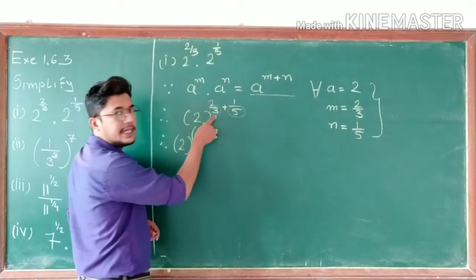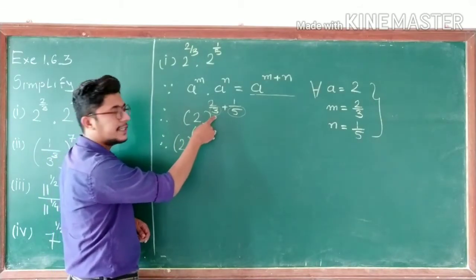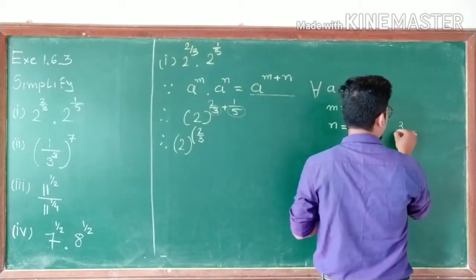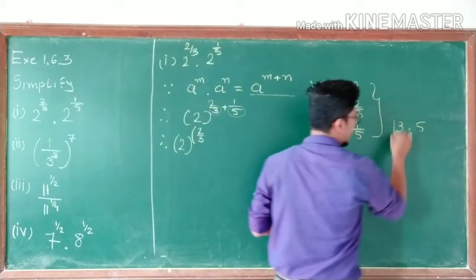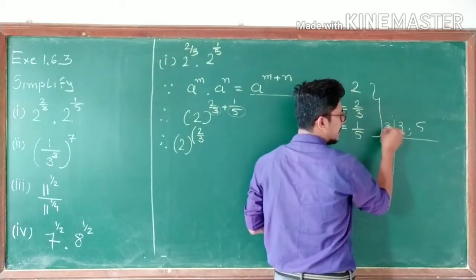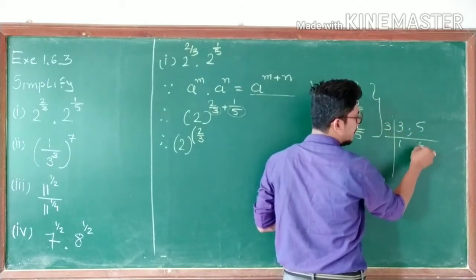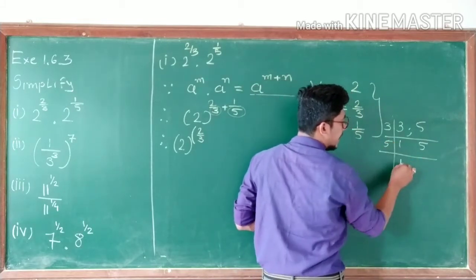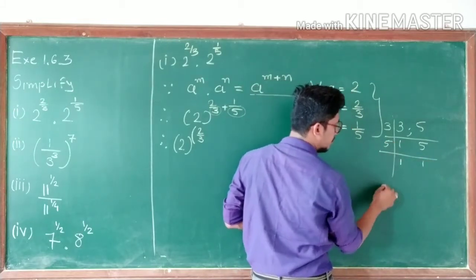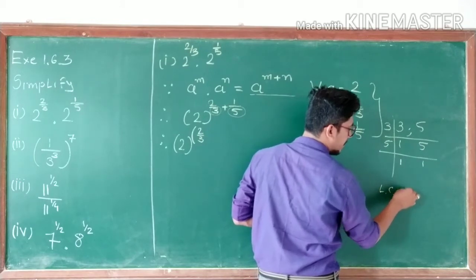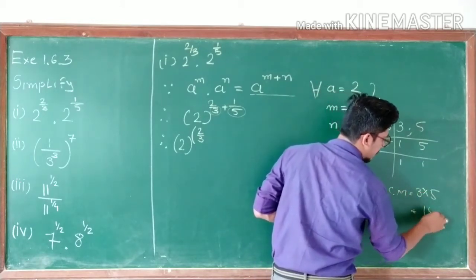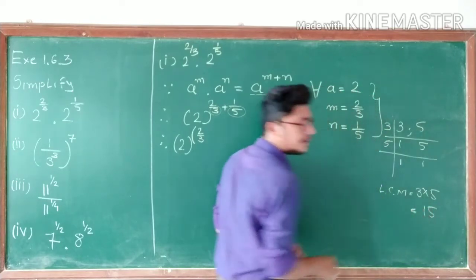Now to make base as 15, because our LCM came 15. How did it come? Still I am doing this. 3, 5. You have to take like this. 3 ones are 3. 5 carry down. 5. 1 carry down. 5 ones are 5. So you know that LCM is equal to 3 into 5, that is 15. Yes or no?